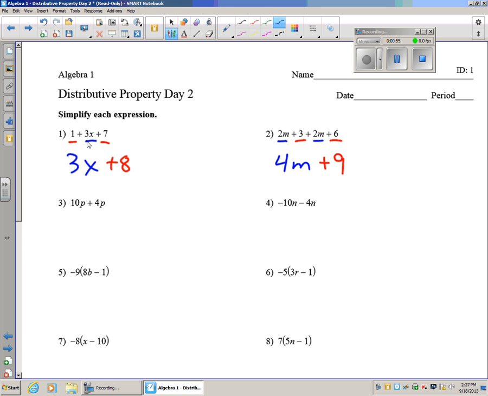Number 3, you got 10p plus 4p. That's simple. That's just 14p. Number 4, you owe 10 and you owe 4 more, therefore you owe 14.